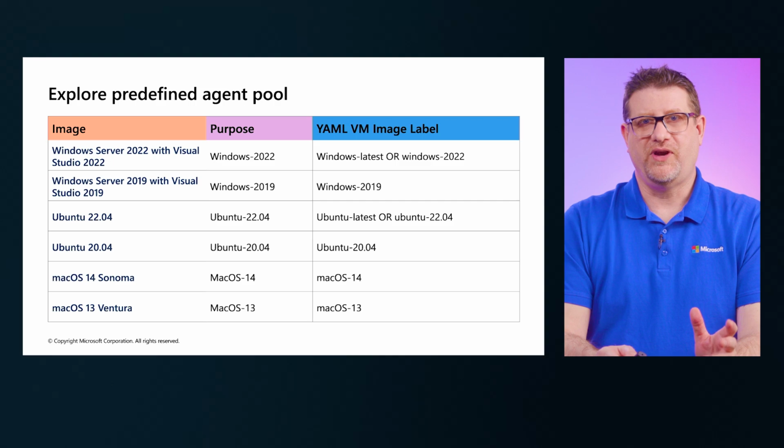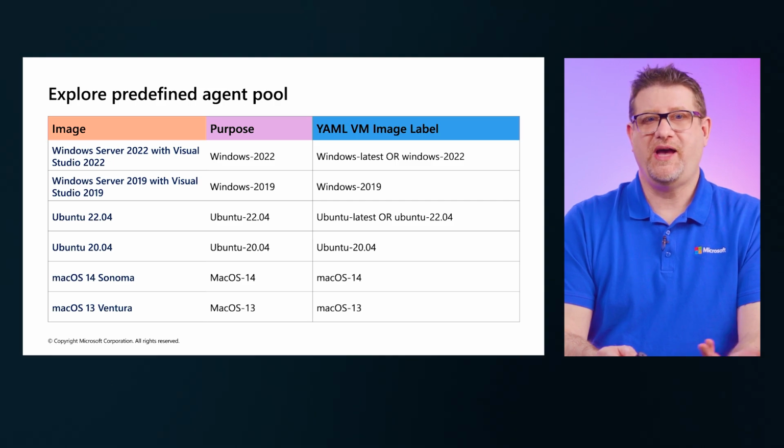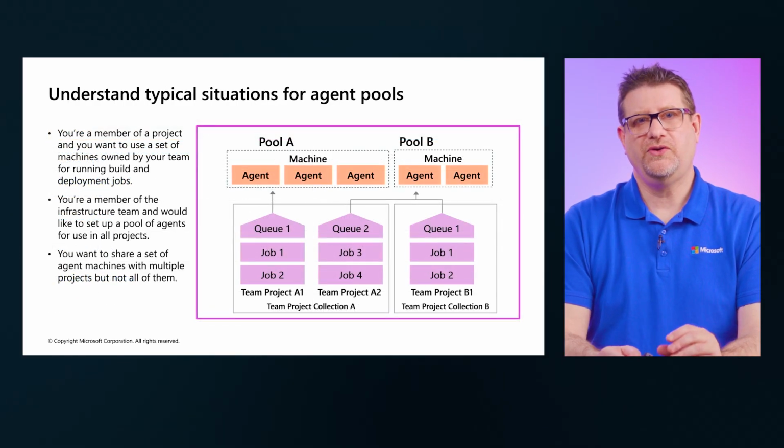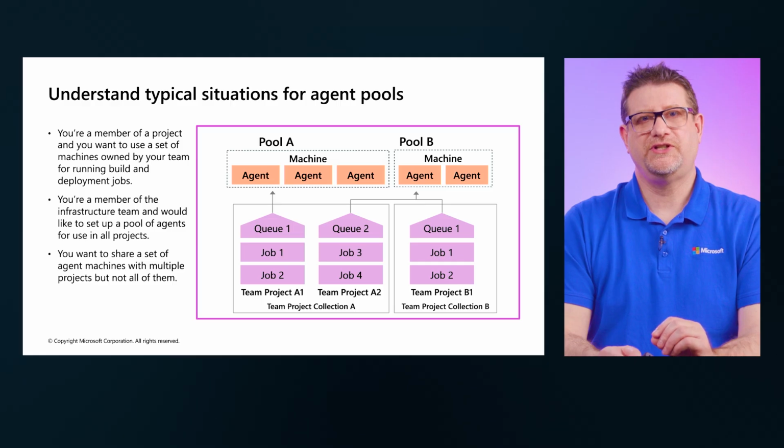These images update regularly, so the latest labels map to current platform versions, and the definitive list can be checked in the documentation. Use agent pools to share a set of build deploy machines across projects or reserve them for just your team.